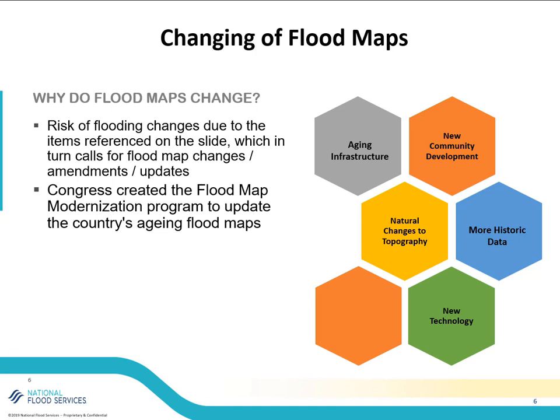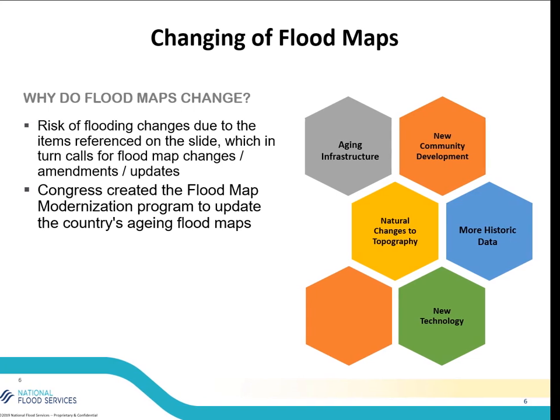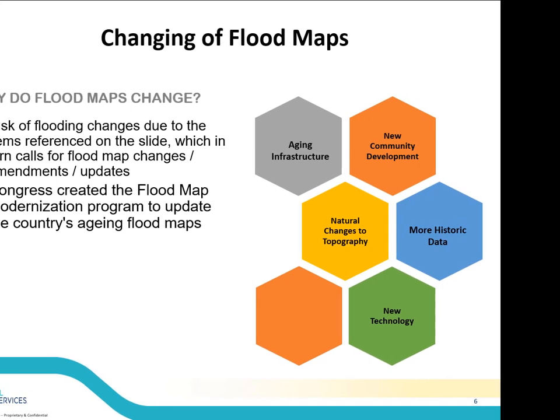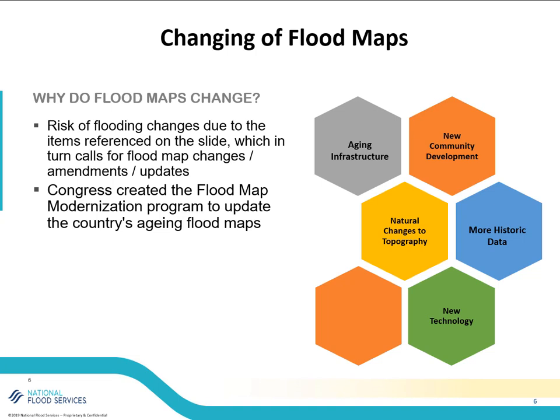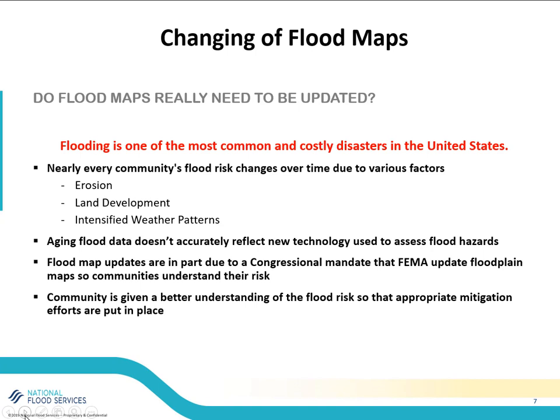Just a few of the factors that can change a flood map are listed on our slide. Aging infrastructure, new community development, natural changes to topography, more historic data and new technology are just a few of these factors. A few years ago, Congress realized that the flood insurance rate maps were out of date and needed to be redone. That initiative was called the Map Modernization Initiative. This program started the process of updating all of the flood maps across the country, which continues to this day.